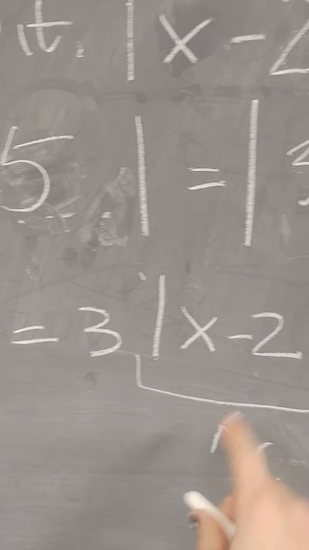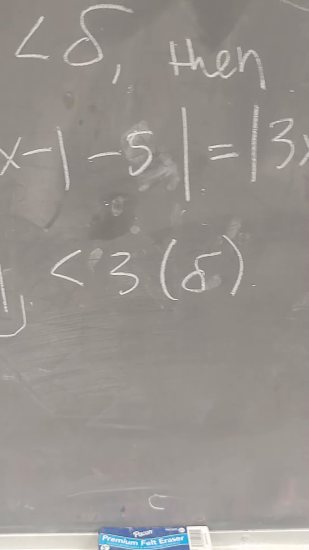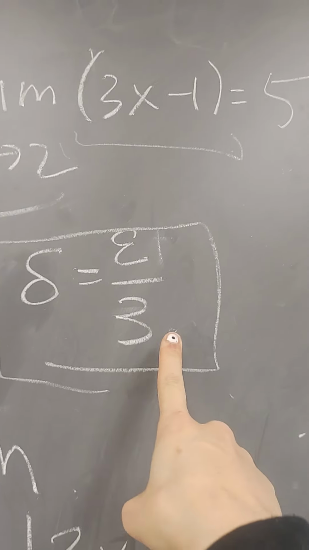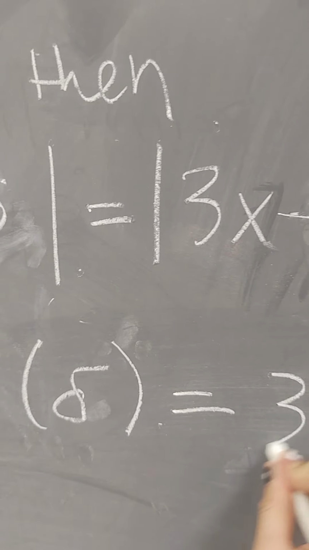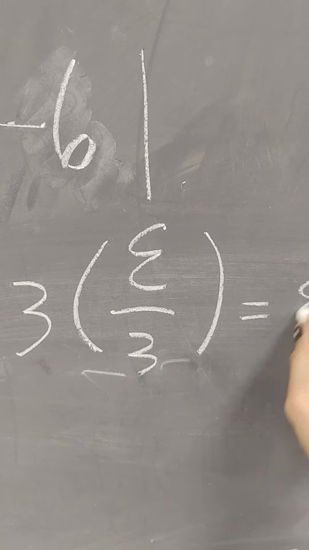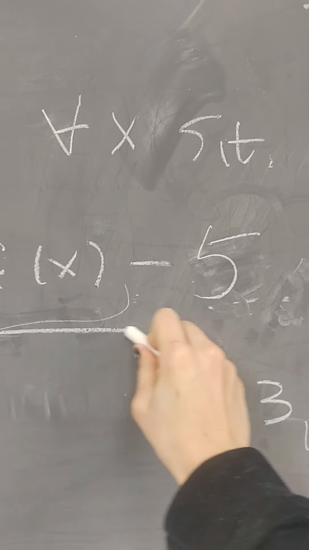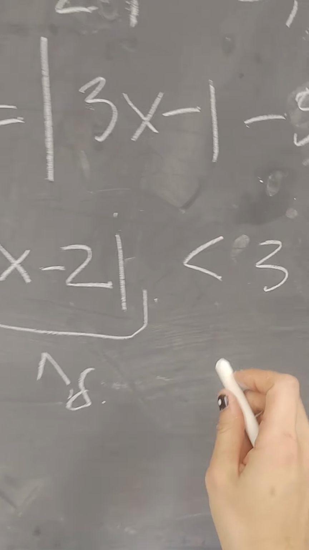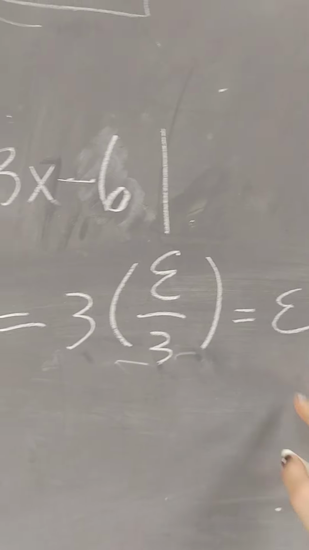And so 3 times x minus 2 is going to be less than 3 delta, right? This is how we get the inequality. And 3 delta, now we can substitute our value for delta, which is epsilon over 3, into this equation. So we get 3 times epsilon over 3, which is equal to epsilon. So again, putting that all together, we have this expression, f of x minus 5, all the way over here. And then these are all equal signs until we get to this less than sign here. And then you have epsilon over here.